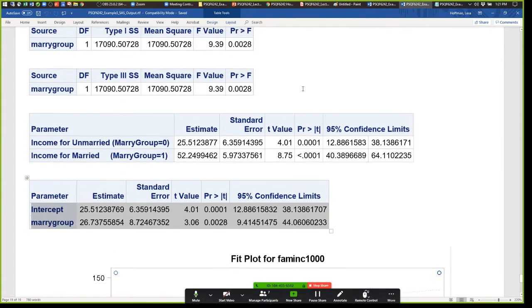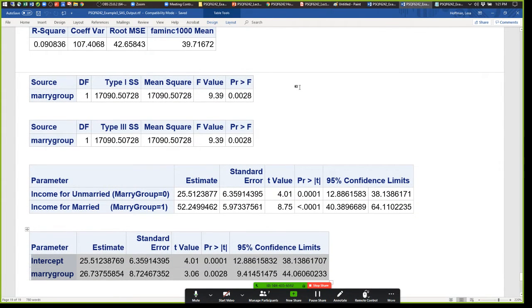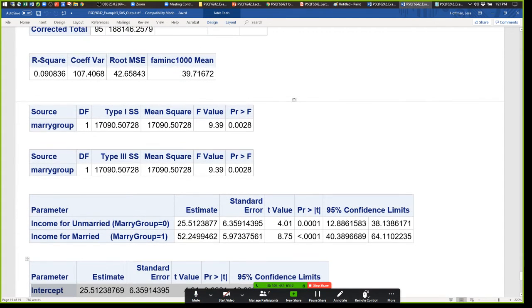So yes, in my handouts, I get rid of the extra stuff that you don't need to try and limit the amount of output that we have to focus on. The other tables will become relevant as the models get more complicated. Okay, does that help?